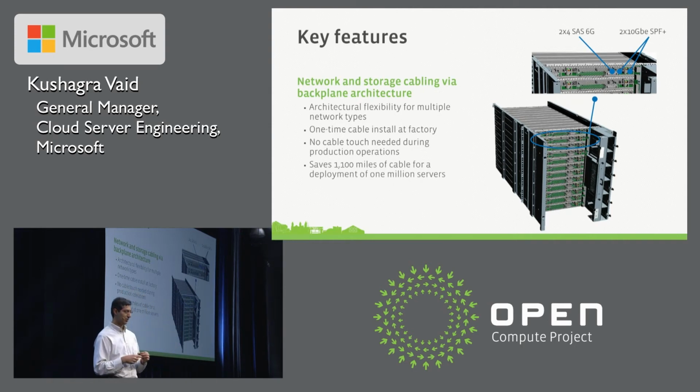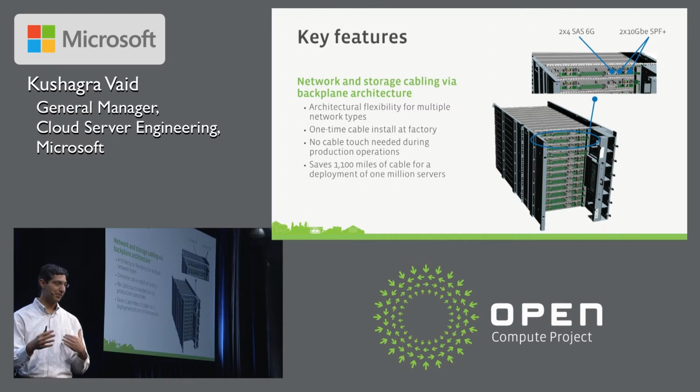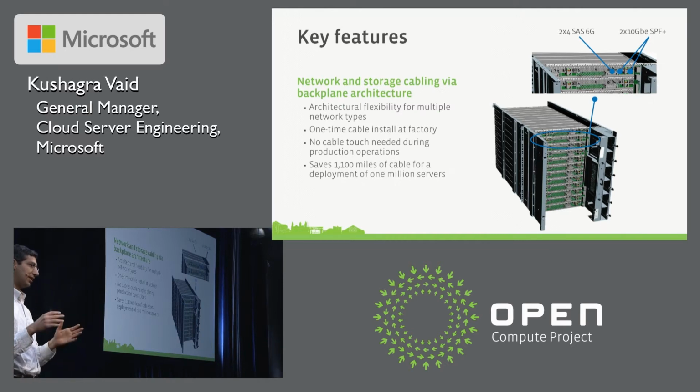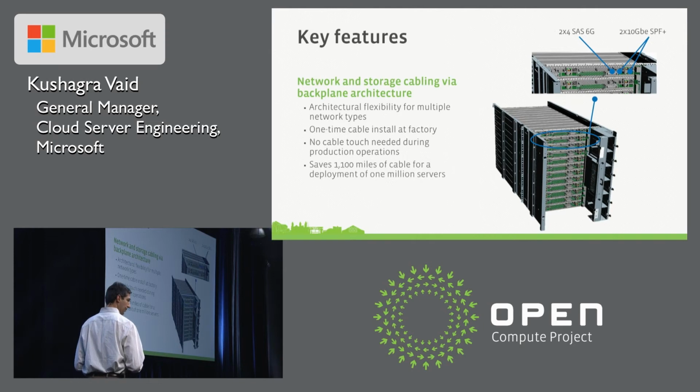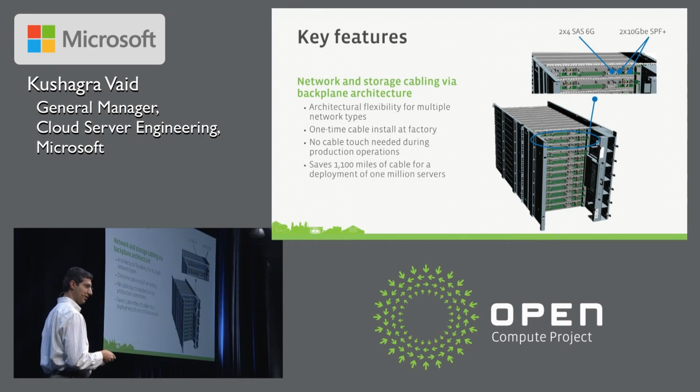So now this allows you to do multiple things. First of all, it allows you to streamline your assembly process. And in fact, you can start to do pre-assembly of the chassis with the pre-wired cables and speed up your installation process, which also helps with the deployment time. More importantly, it helps with cable reduction. And we did some estimates, and we expect to save about 1,100 miles of cable for an installed base of about 1 million servers.